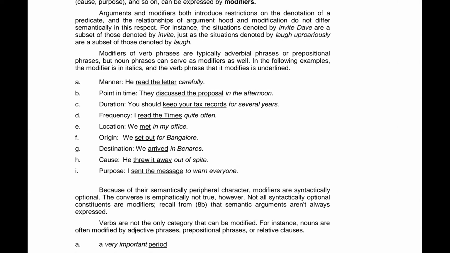The modifiers of verb phrases are typically adverbial phrases or prepositional phrases, but noun phrases can serve as modifiers as well. In the following examples, let's pick the modifiers that are in italics and the verb phrases that they modify in underline. The manner, for example, he read the letter carefully. Point in time, they discussed the proposal in the afternoon. That is very, very important.